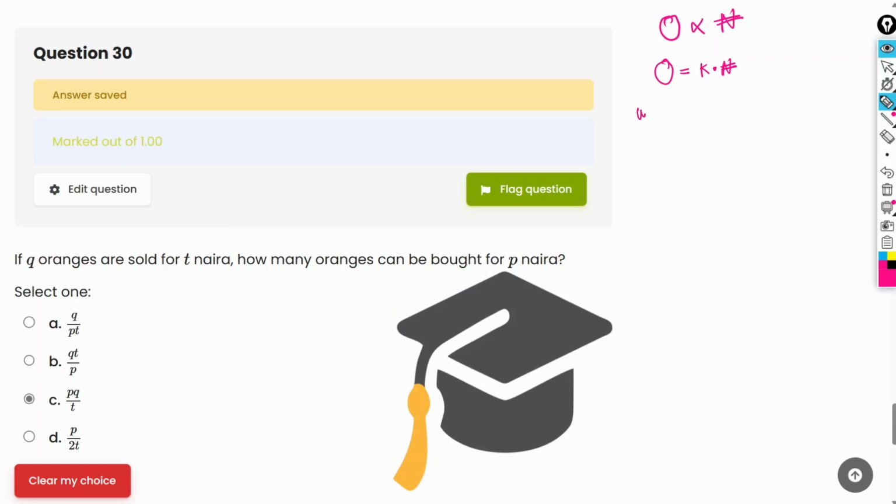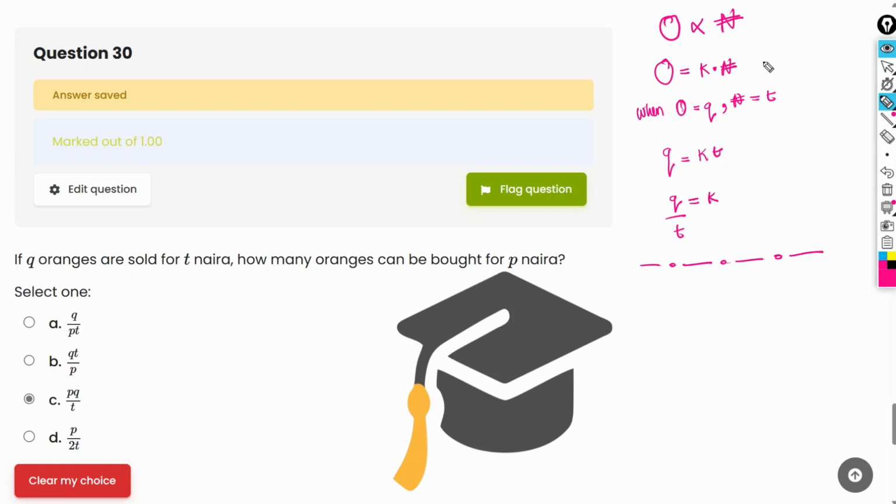So we can start with saying when O is equal to Q oranges, all right, so when your number of oranges O is equal to Q, then the naira you spend is what? Is T. Plug it in here, you have Q is equal to KT, or K is equal to what? Q over T. K is equal to Q over T. All right, so that's the first bit.